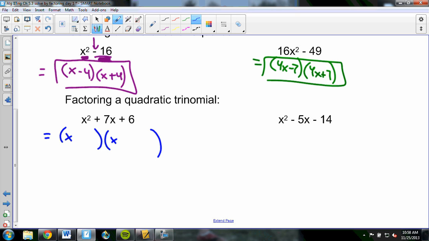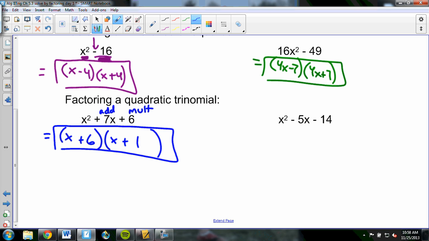Now for my other slots out here, I need two numbers that multiply to 6 and add to 7. What two numbers multiply to 6 and add to 7? X plus 6 or plus 1. 6 and 1. So factors are 6 and 1. If I were to FOIL this expression, I would have x squared plus 1x plus 6x plus 6. And 1x plus 6x is 7x.